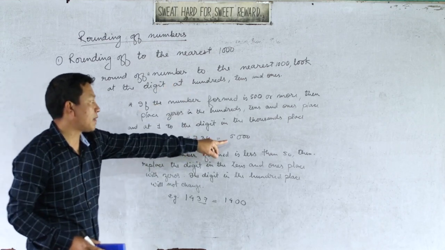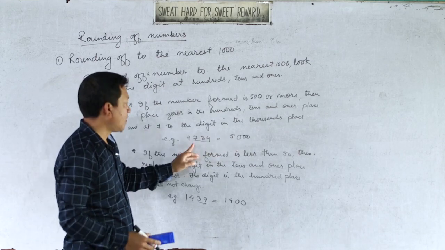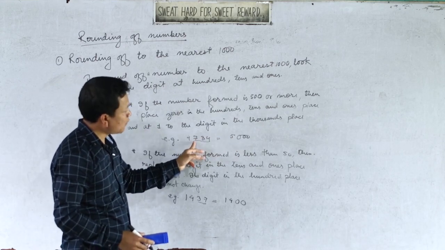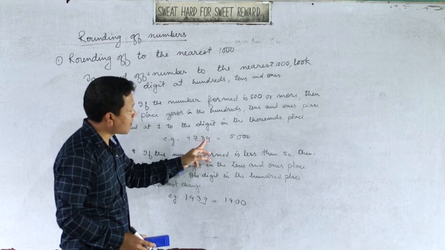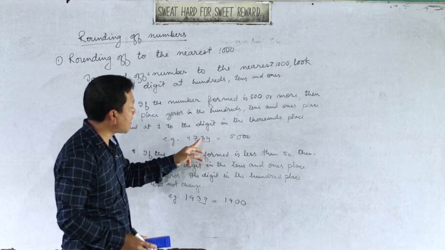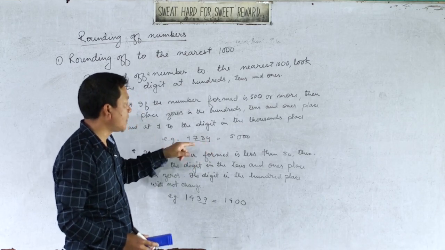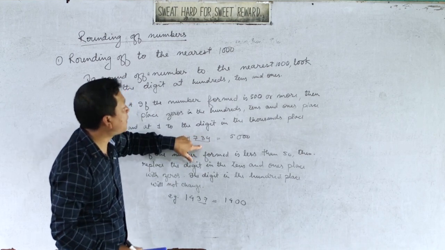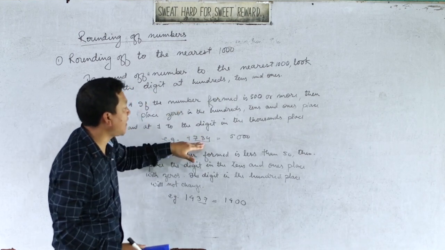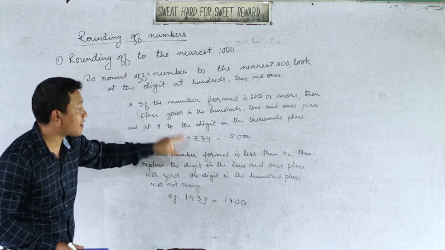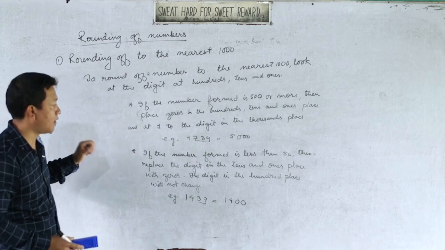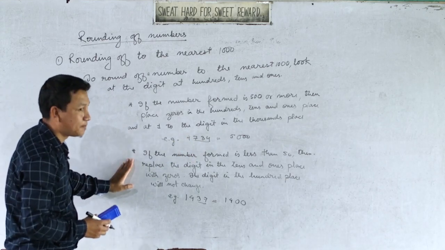Why is the answer 5,000? Because the digits in the hundreds, tens, and ones place form the number 734. 734 is more than 500, so we should take the next thousand.